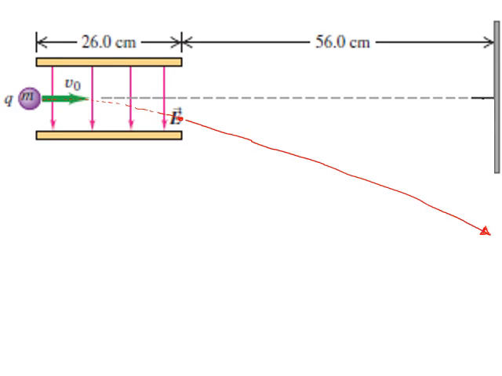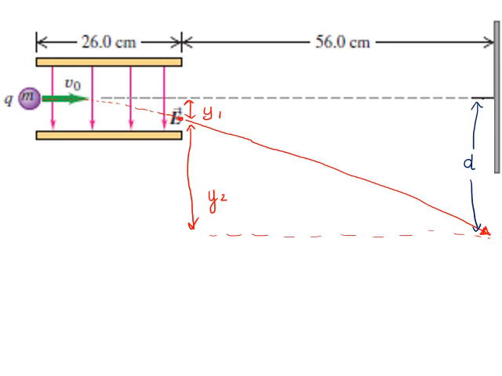Okay, I've exaggerated the motion a little bit compared to the previous slide just to make it a little easier to see. So if we think about what happens inside the plates, it deflects down by a distance y1. If we think about what happens outside the plates, it deflects down by a distance y2. And then all together, those distances add together to give a distance of d, which we're told is 1.25 centimeters down. So we know how far down it deflects.